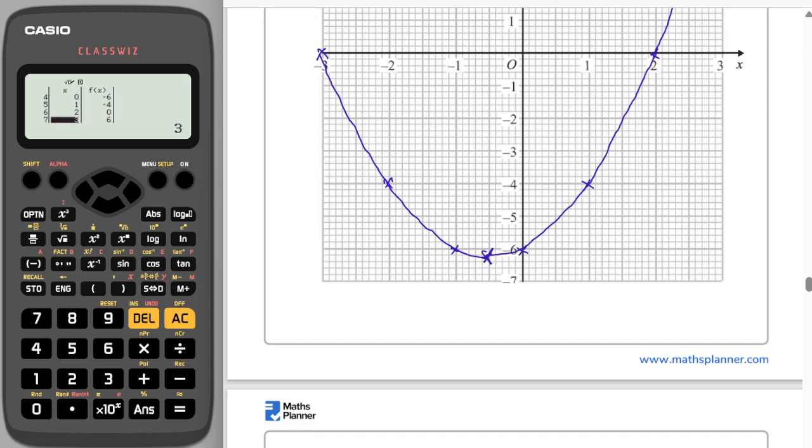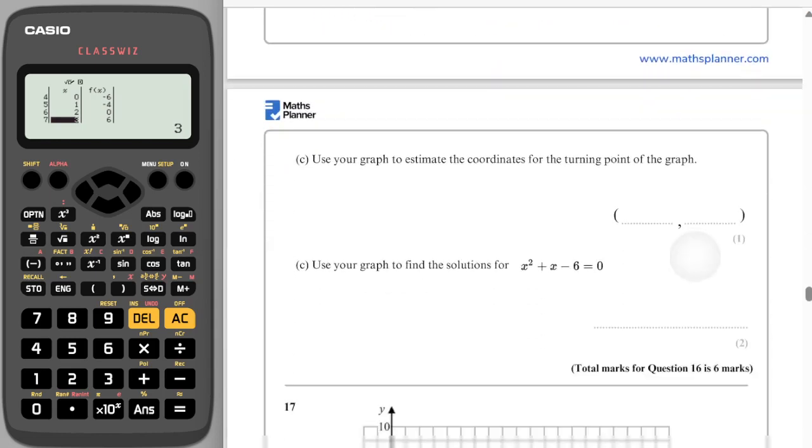So if I was to describe that, the x value is going to be directly in between -1 and 0, so it's going to be -0.5, and then the y value is looking like -6 point sort of 3 on mine, 6.2, 6.3. So I'm going to go -0.5, -6.3.